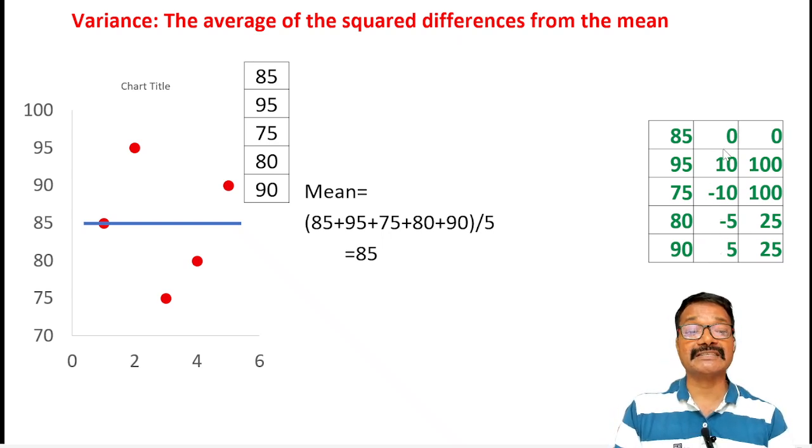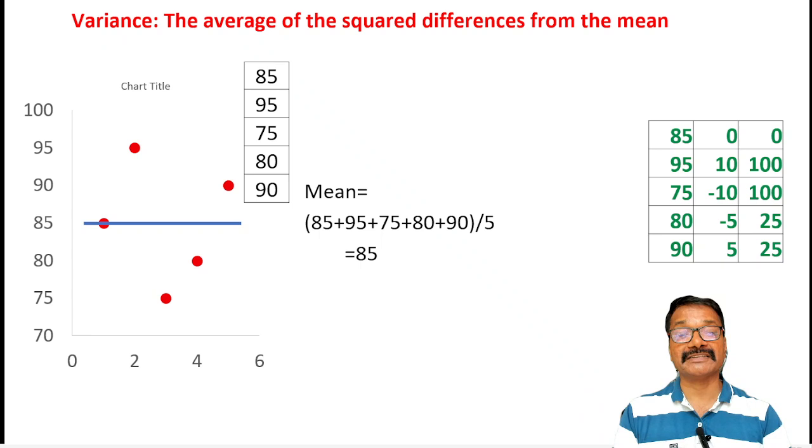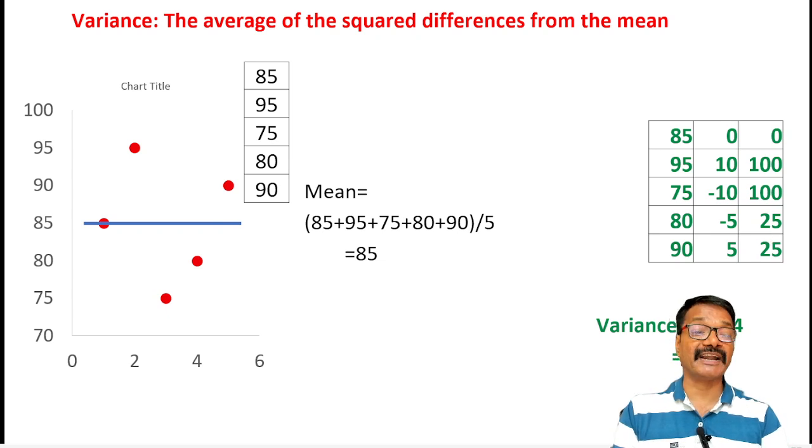Here you can see I am getting differences, a few positive and a few negative. That's why I need to square them, to get rid of the minus sign. If I square each of these differences, I get numbers like 0, 100, 100, 25, 25. So it is an average of square difference from the mean. I got the square differences from the mean. Now I need to calculate the average. So how can the average be calculated? I will add all these square differences together, that will be 250, divided by 4.